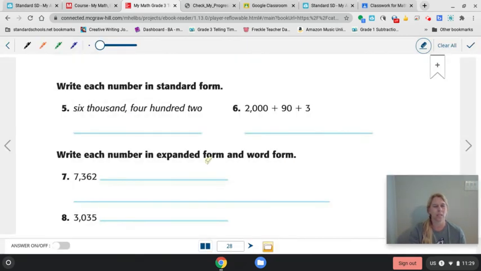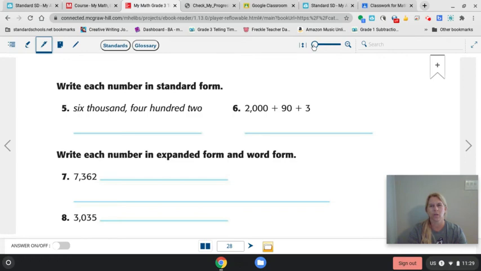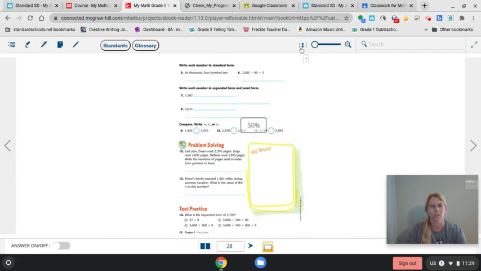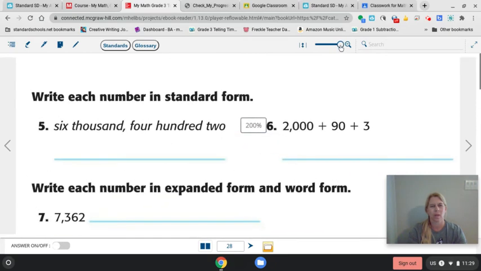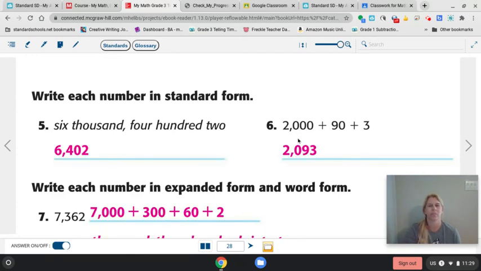So if you want to look at, I really don't want you to see the answers yet because I want you to do the next one on your own and then check. So let's go big here. So we just did this one. So if we were to write it in word form, that's what it would look like.